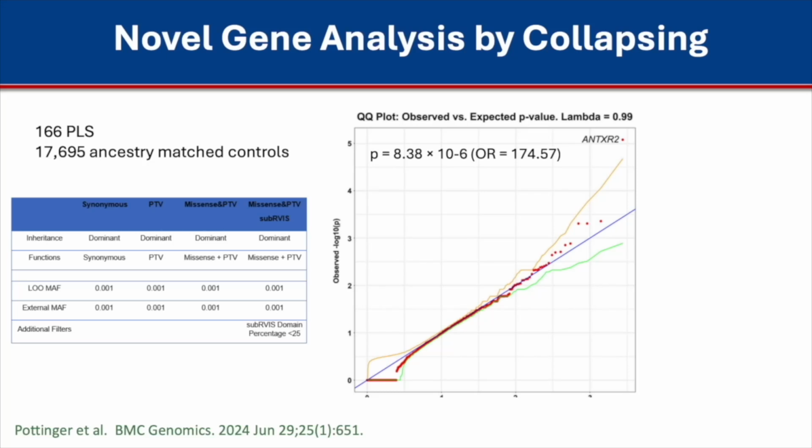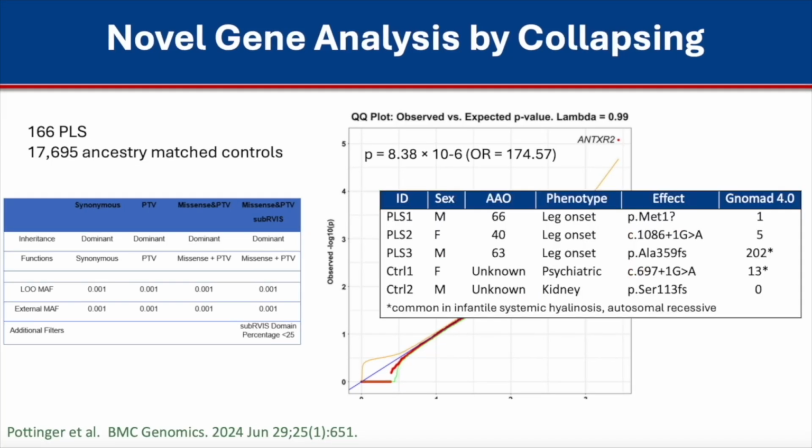And if you look at the individual loss of function mutations that were identified in PLS, you see that we really only found 3 PLS patients carrying these loss of function mutations. But out of those 18,000 controls, we only found 2 non-PLS patients who carried similar mutations. You'll appreciate some of these, shown on the far right, are quite common in gnomAD.